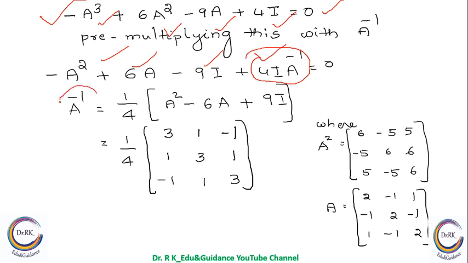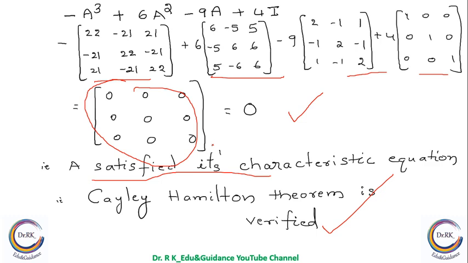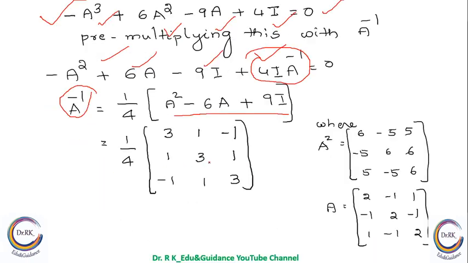So A inverse equal to 1 by 4 times A square minus 6A plus 9I. We had all these values in the previous step, we got A square, we had A, everything we had. So if we substitute all the values, we'll get this. So this is how we use the Cayley-Hamilton theorem to find its inverse.